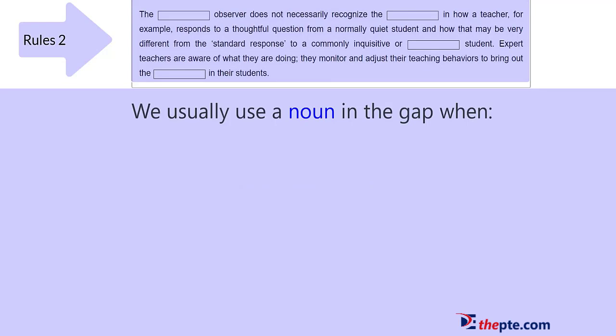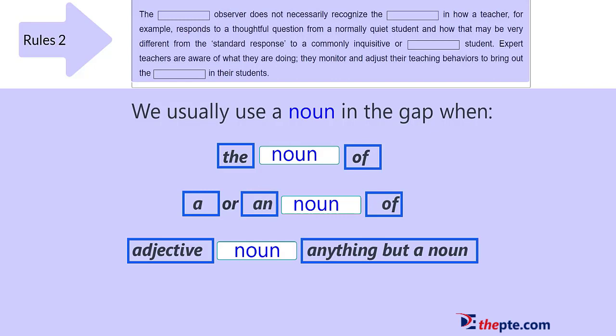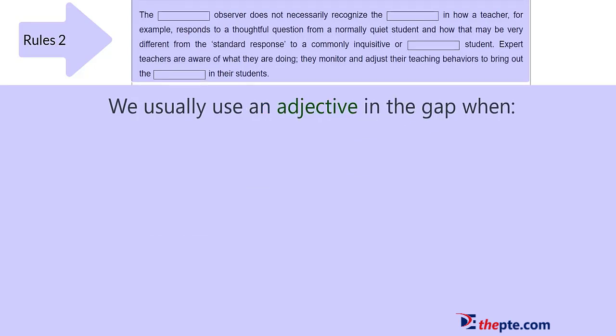So we put a noun in the gap when we have the following words before and after the gap. We use an adjective in the gap when we have the following words before and after the gap.